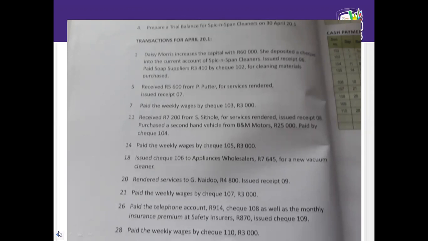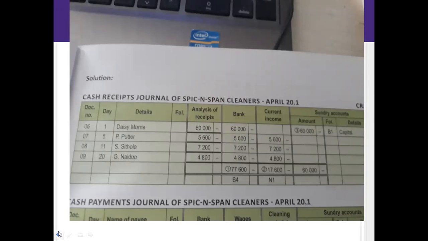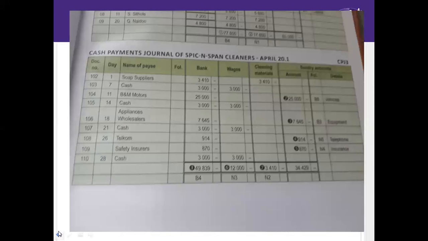So we're still on the first. It's check 102 for 3,410 Rand. It's for cleaning materials. Right, there's your entry in the CPJ. So the document number is check 102 on the first. There, with name of payee or details.